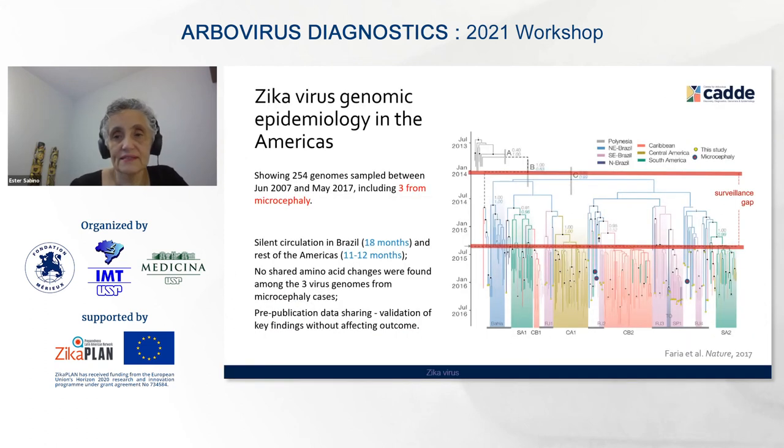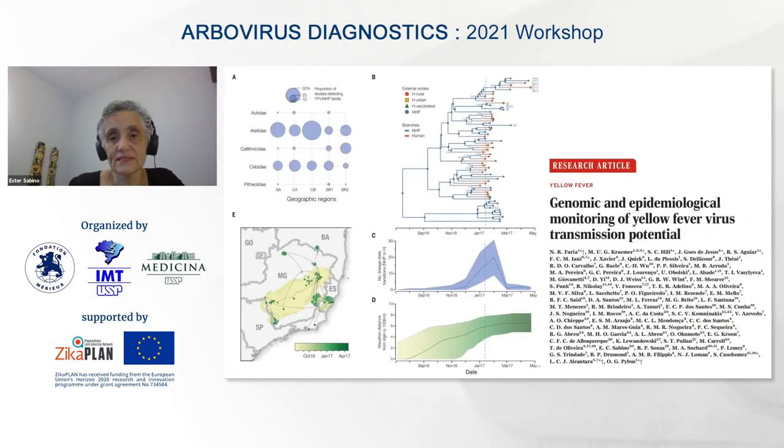Basically this was used for the Zika. This was a Nature paper in which we could show how and when the virus entered Brazil and how it was spreading from the northeast of the country to the rest of Brazil and South America. This was also used more recently to understand how yellow fever was transmitted in Brazil during the epidemic and the way it was moving from one region to another.